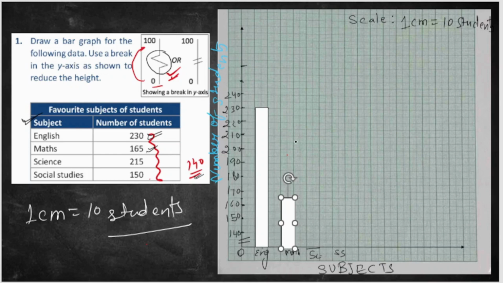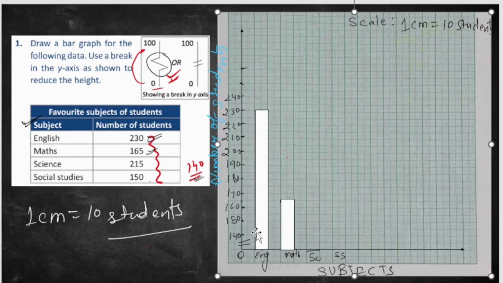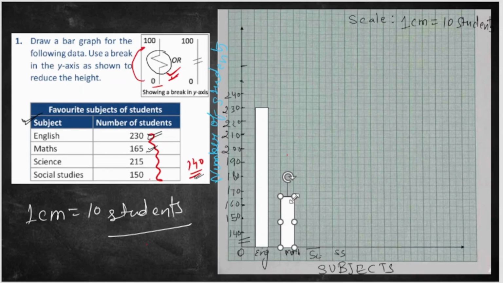Yes. So here you can see that this gap and the width of these bars are equal, the same, right? So we have to take the width the same, always, in the graph.